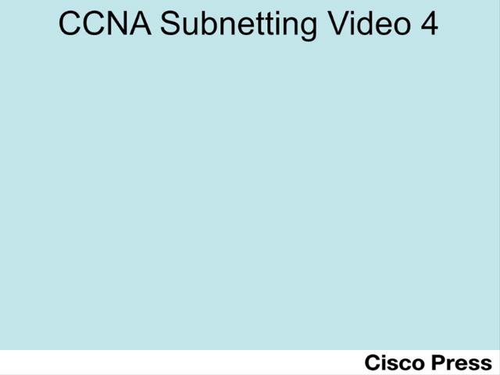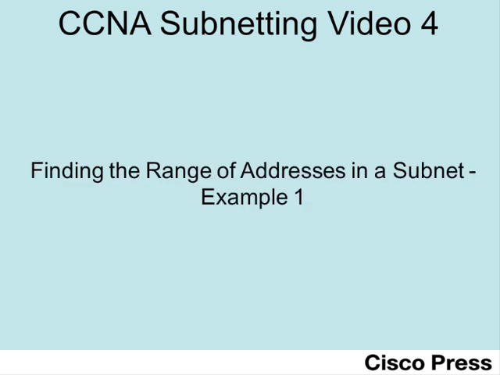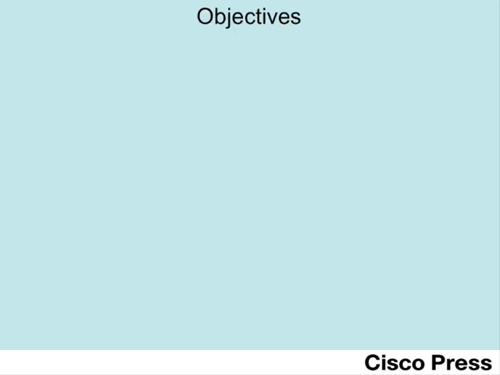Hi, this is subnetting video number 4, and this video is the first of 3 about finding the range of addresses in a subnet. This video uses as an example subnet number 128.200.96.0 with mask 255.255.224.0. So what should your objectives be in learning about this topic?